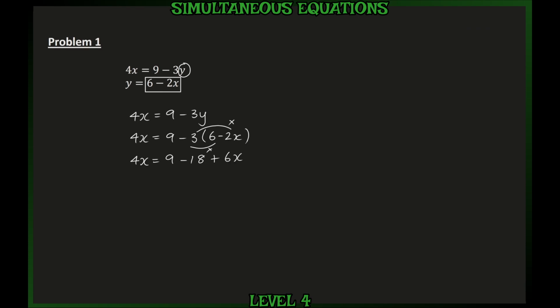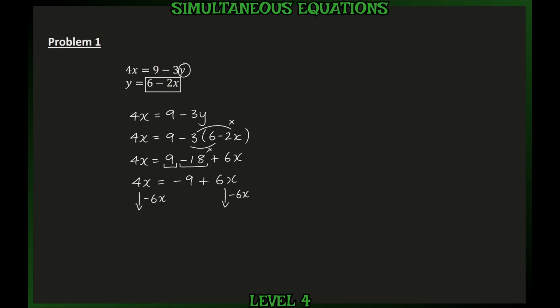Now looking at the right hand side, we can simplify this by collecting together the like terms. And we have 9 minus 18, and this gives us minus 9. So the equation becomes 4x is equal to minus 9 plus 6x. Now there are different ways of us solving these equations, but what I'm going to do is subtract the 6x from the right hand side so that we're just left with x's on the left. And if I subtract it from the right, I also need to subtract it from the left.